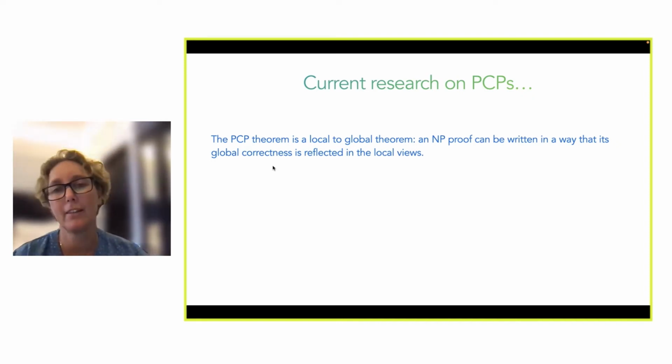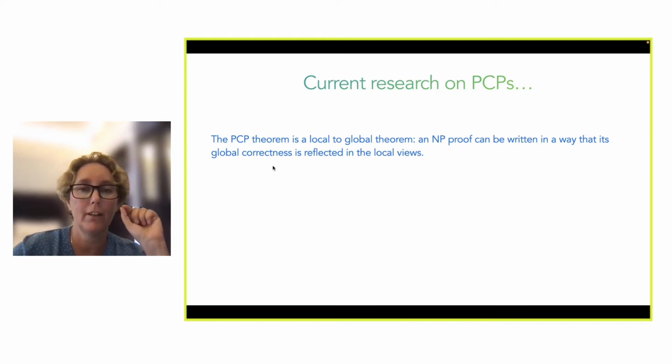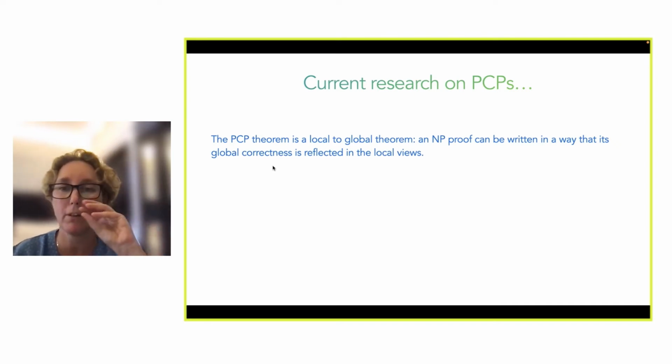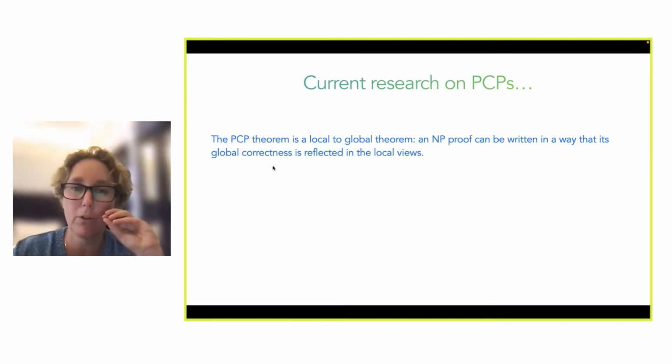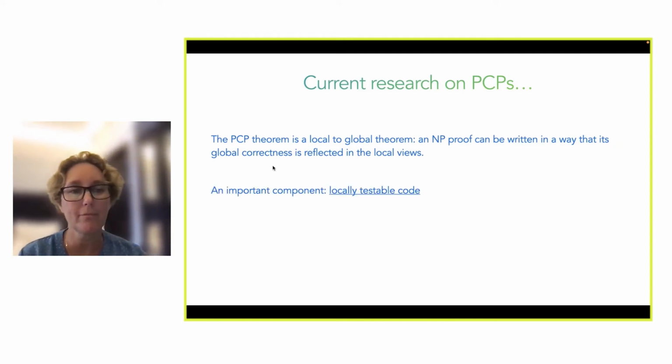The local to global here is that an NP proof, which you think of as something global, right? The correctness of a proof is global. But somehow the PCP allows you to check this huge proof by looking at very small local pieces. You read only a constant number of bits, so that's a local part. And if the local pieces are happy, it means that the entire proof is a good proof. So this is a feature that belongs to the PCP theorem and to the way we construct PCPs.